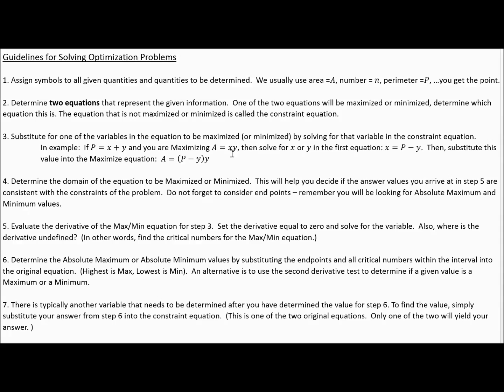So there you go, there's the guidelines. As we do these problems, we're going to try to make sure we follow the guidelines every time, and that will give us our solution to our optimization problem.